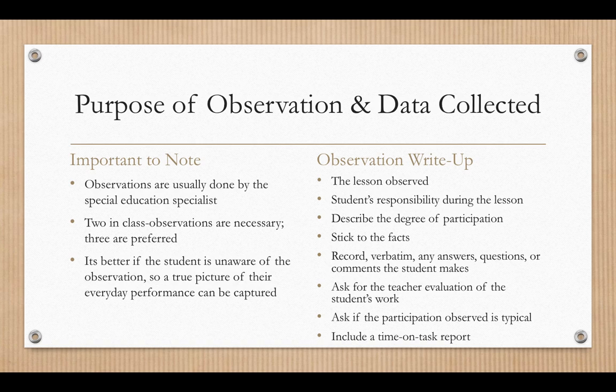The observation write-up includes the lesson observed, the student's responsibilities during the lesson, and a description of the degree of participation. Stick to the facts. You should record verbatim any answers, questions, or comments the student makes. Ask for the teacher's evaluation of the student's work. Ask if the participation observed is typical, and include a time on task report.